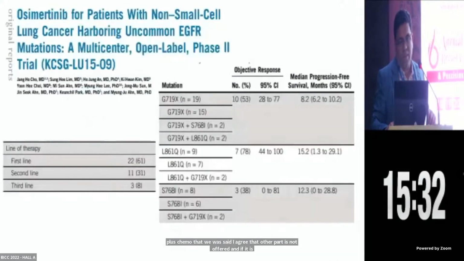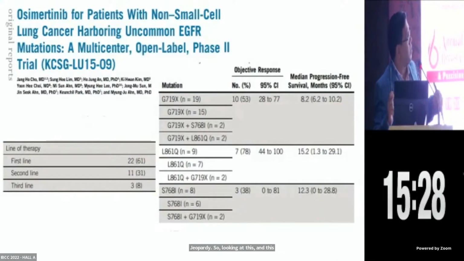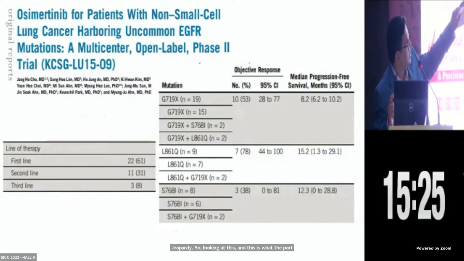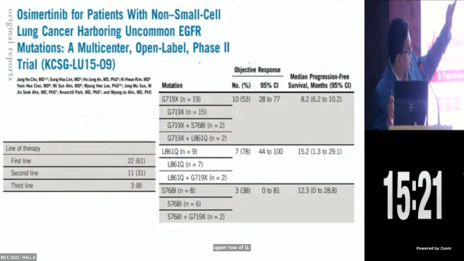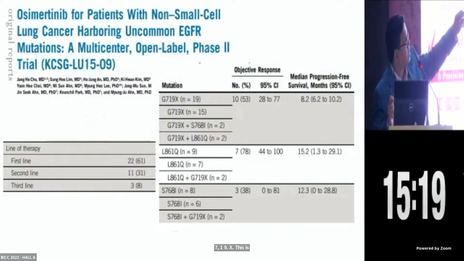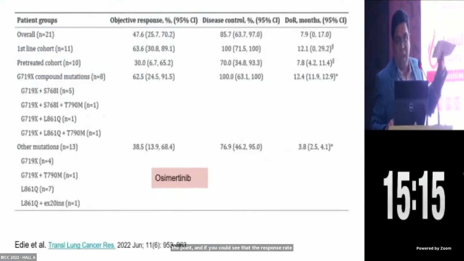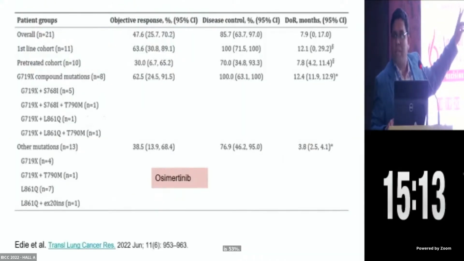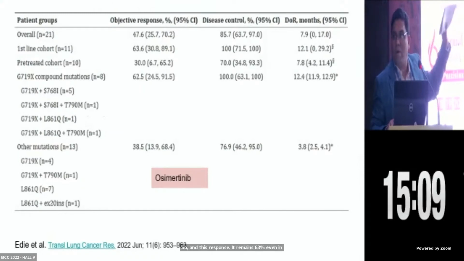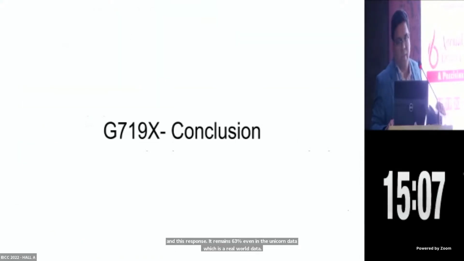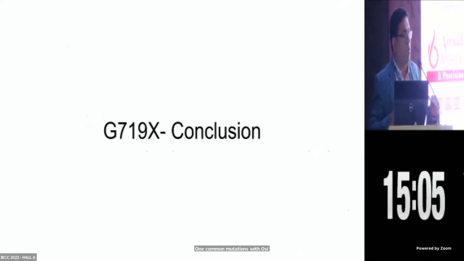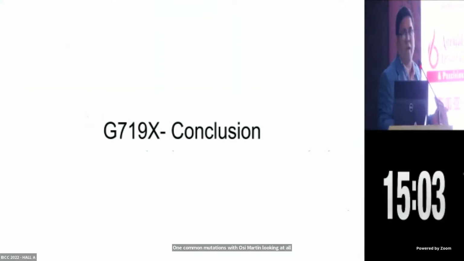So looking at this, let's focus on the upper row of G719X. This is the phase 2 data from Korea on osimertinib. You could see that the response rate is 53%. And this response rate remains 53% even in the UNICORN data, which is the real world data of uncommon mutations with osimertinib. Looking at all these things, I think all the options which the panelists gave were actually correct.